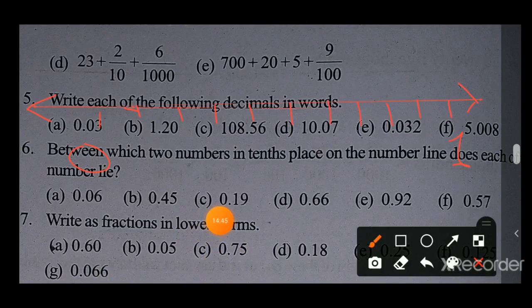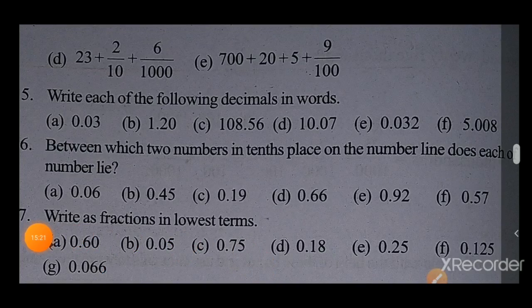Now the C part, 0.19, it lies in between 0 and 0.2. This is 0, this is 0.1, and this is 0.2. It is more than 0.1, but it is less than 0.2. So it lies in between. This is the solution for the C part: 0.19 lies in between 0.1 and 0.2.